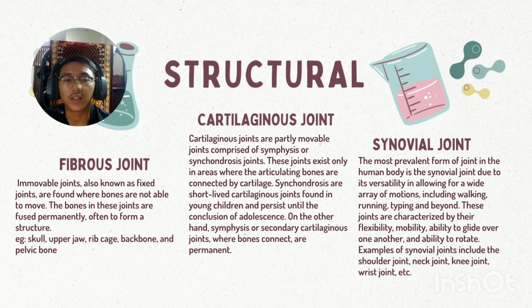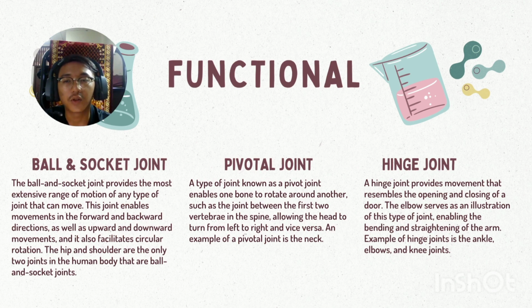Examples of synovial joints include the shoulder joint, neck joint, knee joint, and wrist joint. For functional joints, the first is the ball and socket joint. The ball and socket joint provides the most extensive range of motion of any type of joint that can move.